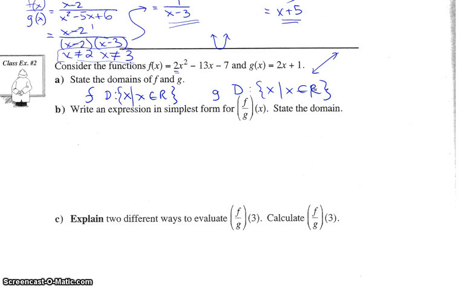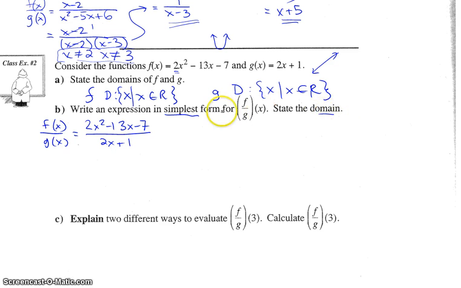Part B, write an expression in simplest form for f divided by g of x. Okay, so again, f of x divided by g of x, we write it in that other notation, so it's a little simpler to replace or substitute. Okay, f of x, 2x squared minus 13x minus 7, divided by g of x, which is 2x plus 1. Okay, and they want simplest form, so we probably will need to factor this, and also state the domain, which means we need to look at the domain restrictions.